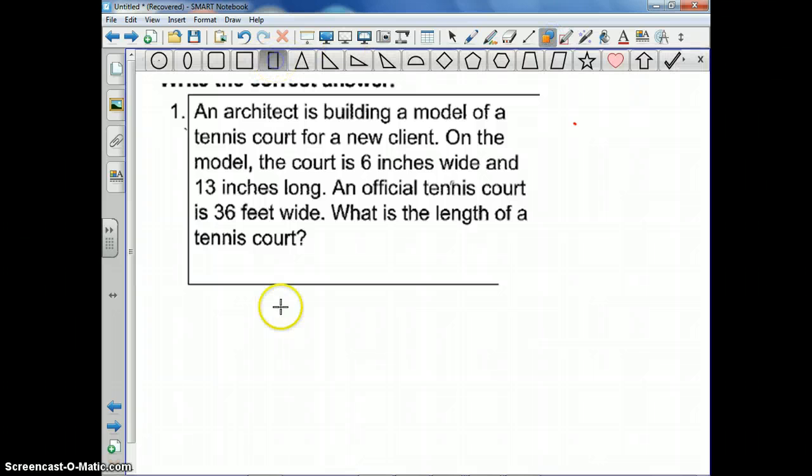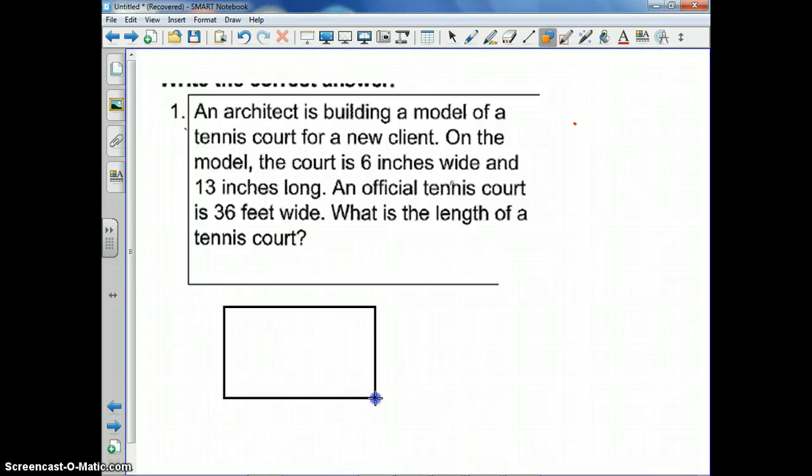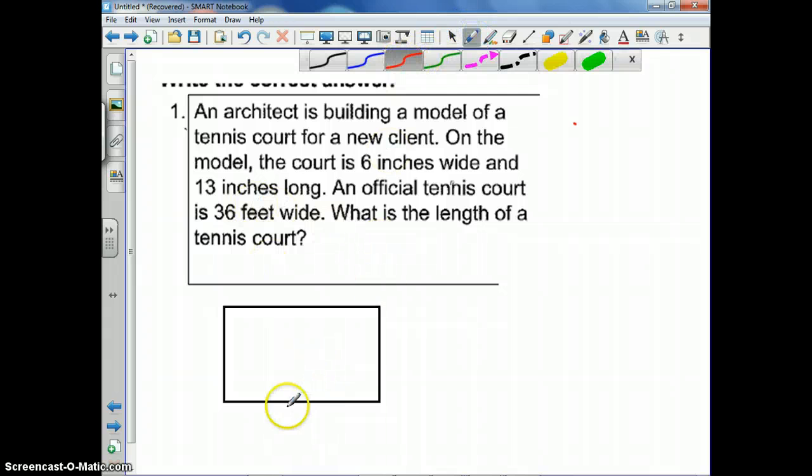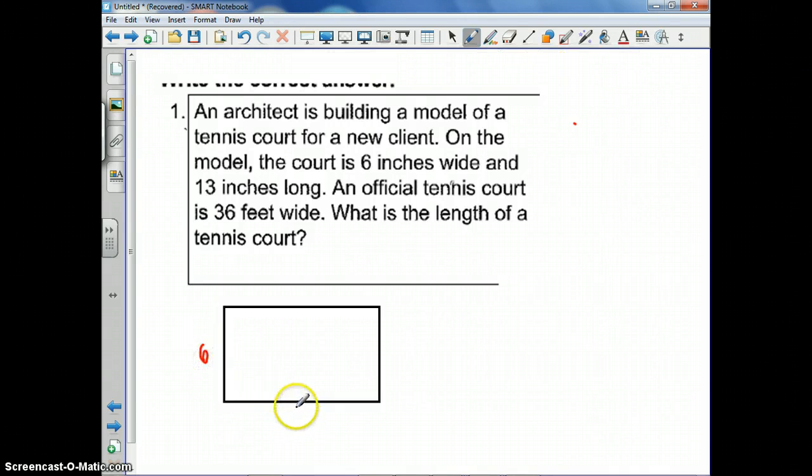So I'm going to use this so that I draw a really good rectangle. You could just freehand it as well. So there's my original tennis court, and it says it is 6 inches wide by 13 long. So let's see, where would I put the 6? The long side or short side? Short side makes more sense, and then 13. All right, and we know they're inches for both.